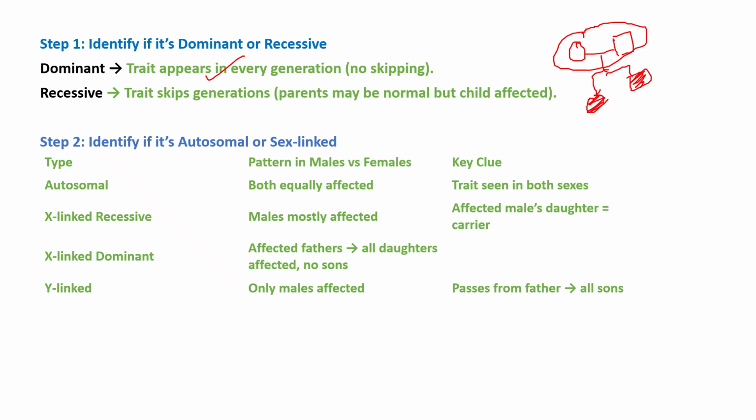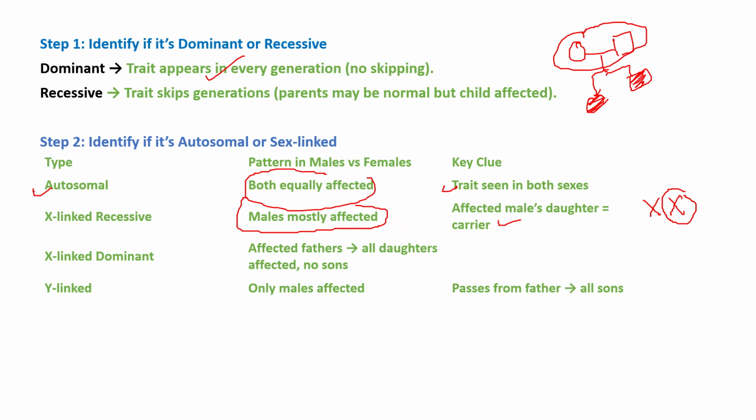Step 2. How to identify if it's autosomal or sex-linked? Coming to the autosomal, in the autosomal, both males and females will be equally affected. And what is the clue? The trait is seen in both sexes. X-linked recessive, in the X-linked recessive, the males are mostly affected. So this affected male's daughter will be the carrier. Why will they be the carrier? Because they'll have two X chromosomes. So one of the X will be affected, the other X will be normal. So here the affected male's daughter will be a carrier.